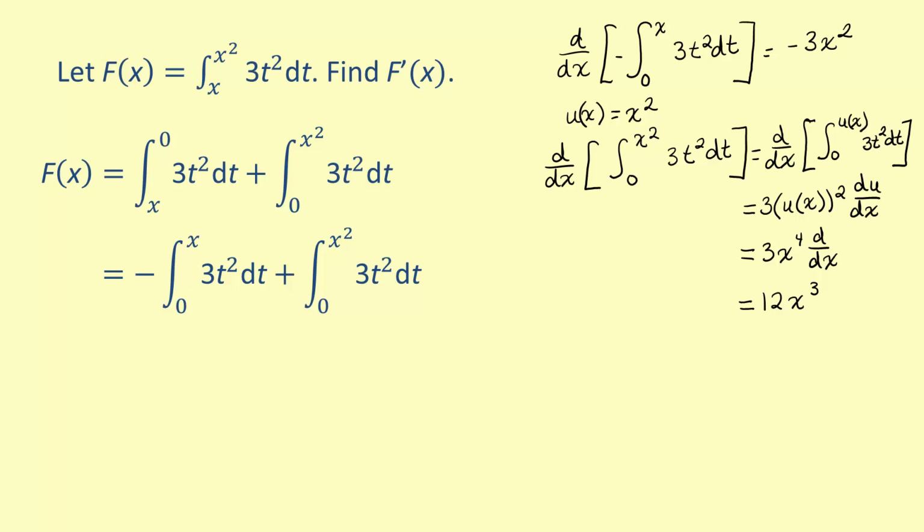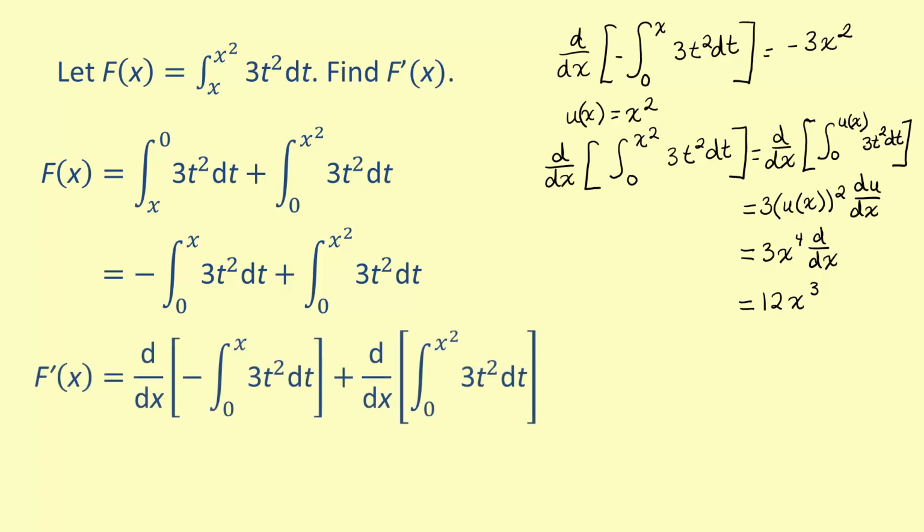Remember that the sum rule for derivatives states that the derivative of a sum is equal to the sum of the derivatives. So we find that f prime is equal to the derivative of the first term plus the derivative of the second term. Using direct substitution, we get negative 3x squared plus 12x cubed. Therefore, the derivative of f is equal to negative 3x squared plus 12x cubed.